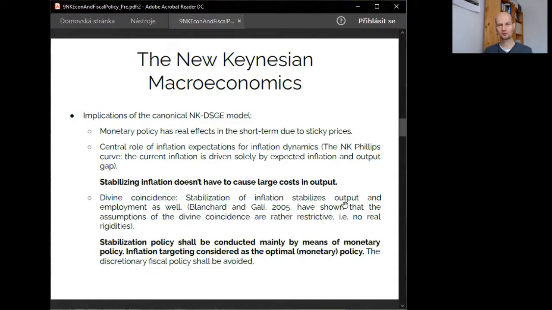focus mainly on achieving an inflation target, because it's been believed that if you achieve stable inflation via, for example, inflation targeting, you also achieve stabilization of the economy. Furthermore, as an additional implication, what comes out of this model is that discretionary fiscal policy should rather be avoided.